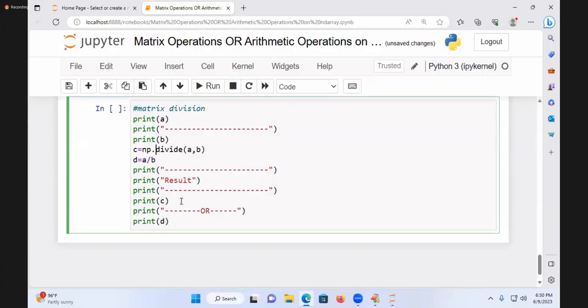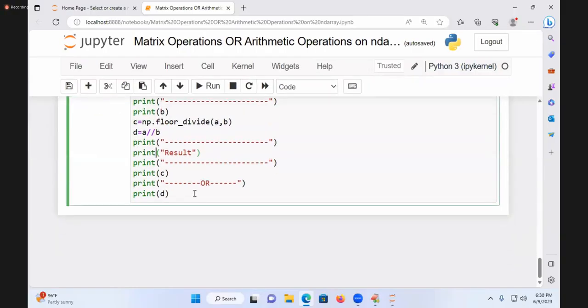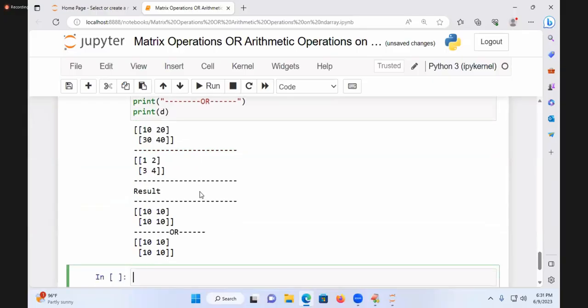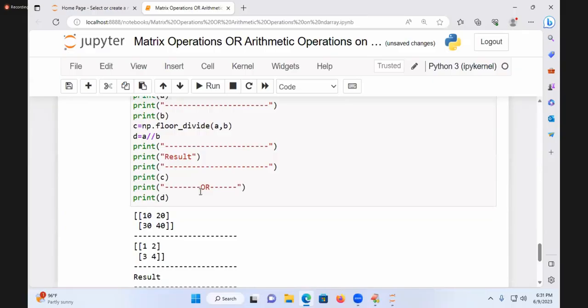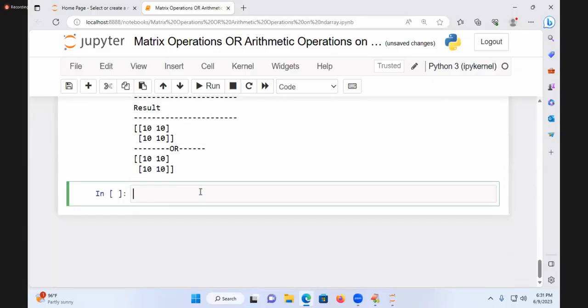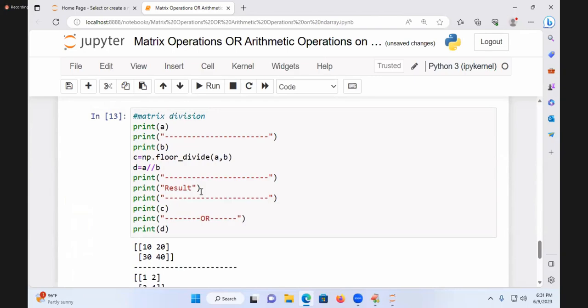Floor divide. So I'll write underscore floor underscore divide, and I am writing double slash. See, students, floor divide. Now I am writing like this. See the answer now: 10, 10, 10, 10. Earlier it was 10 point, 10 point. Now it is going to give you floor divide, normal 10 is coming. Are you following me? Right. This is related to matrix division. What are the operators? Slash and double slash: divide and floor divide.